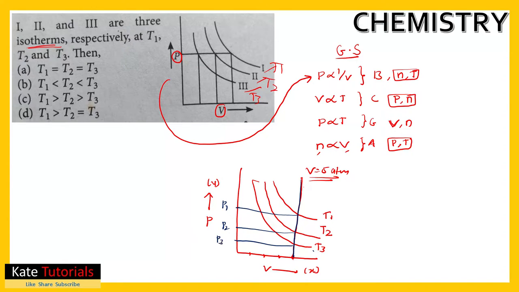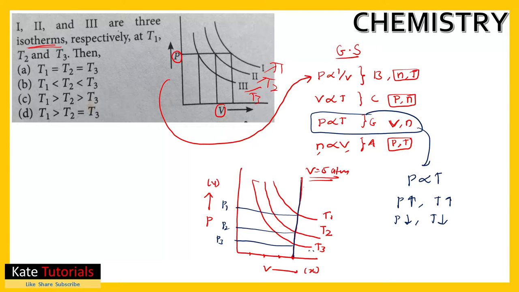And we know from this law that pressure is directly proportional to temperature, right? If pressure is more, temperature will also be more. If pressure is less, temperature will also be less. So from here we know that P3 means less pressure. As we go above, pressure increases, so P2 will be more, P1 will be more. So P1 pressure is greater than P2 pressure, and P2 pressure is greater than P3 pressure.